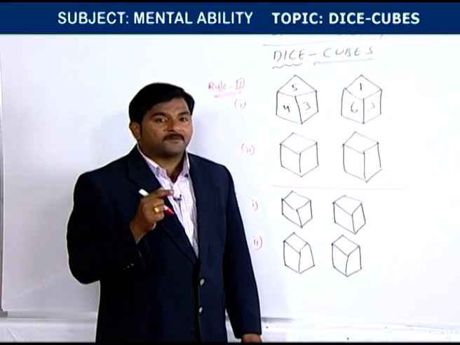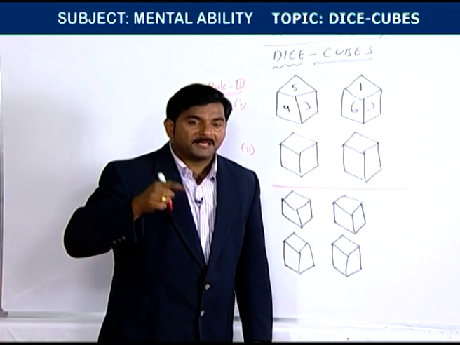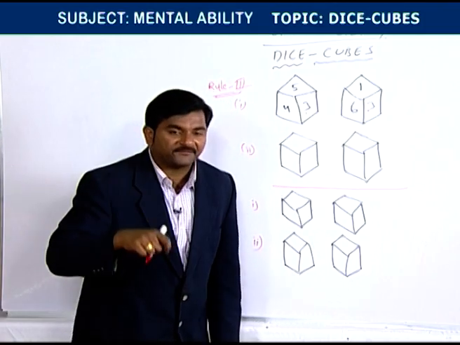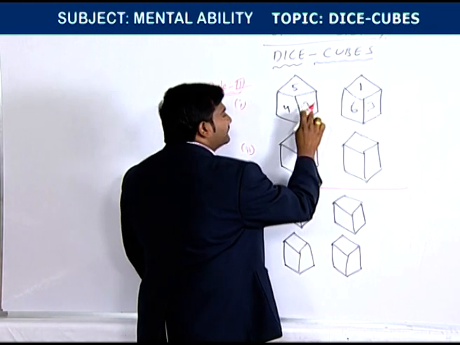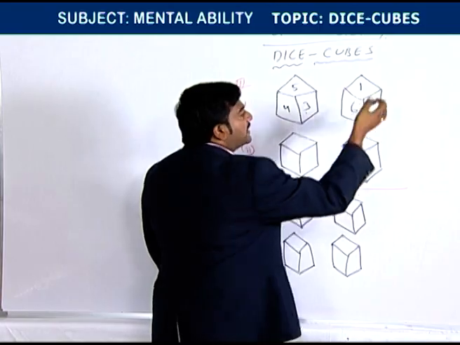That is, the position of the 3 occupies the same surface in both the cases. What does it mean? Here 3 occupies this surface, whereas here 3 also occupies this surface.